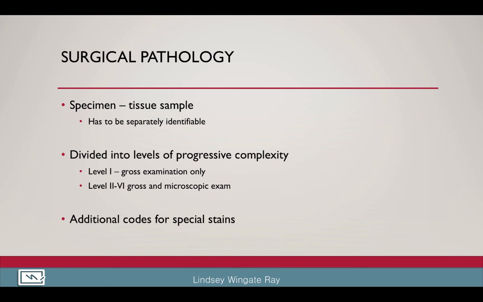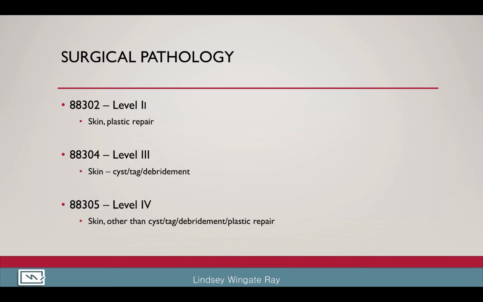When you move into the next level, level 2, the physician is doing not just a gross exam, but is also looking at tissue, blood, cells, or other specimens with a microscope. Let's take a look. These codes are listed by the type of sample identified, and each level moves up in severity or complexity. To try to illustrate this and make it a little bit easier, let's look at the word skin. Skin in level 2 is just from a plastic repair.